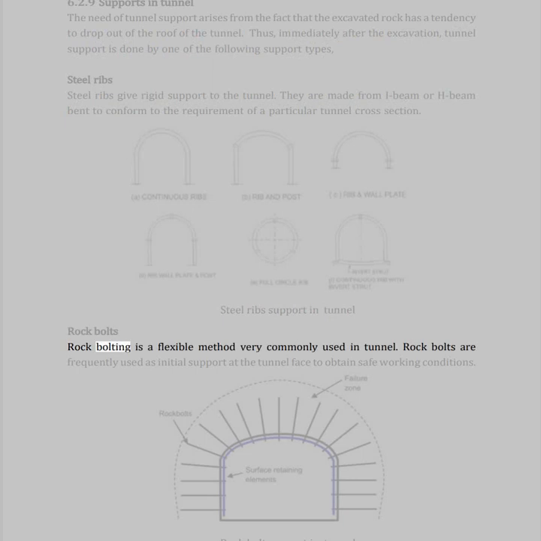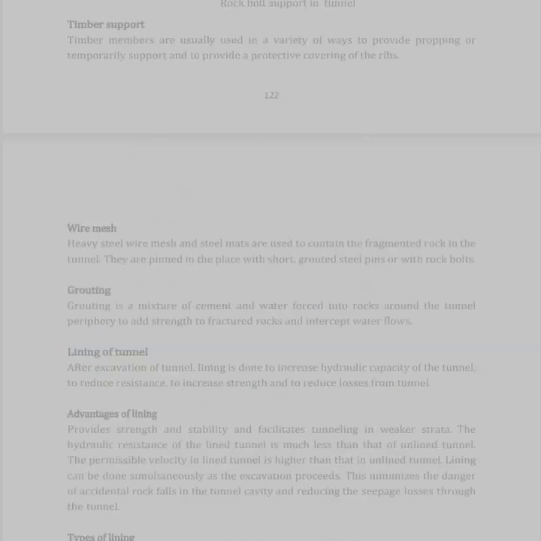Rock bolts. Rock bolting is a flexible method very commonly used in tunnel. Rock bolts are frequently used as initial support at the tunnel face to obtain safe working conditions. Rock bolt support in tunnel. Timber support. Timber members are usually used in a variety of ways to provide propping or temporary support and to provide a protective covering of the ribs.